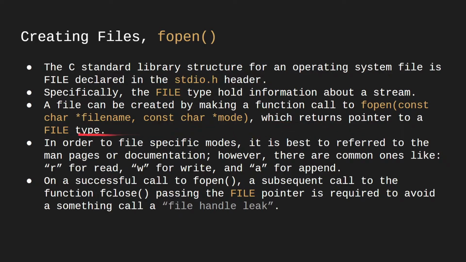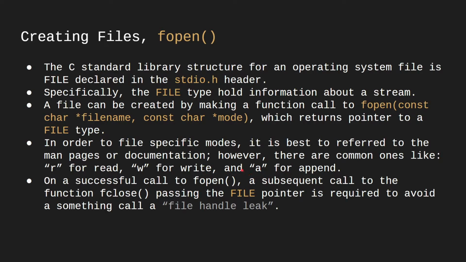It should return a pointer to a particular file type as well. In order to enter into specific modes, you can see that the second parameter is this mode pointer here. There are different types that we can enter into. We have R for read, W for write, and A for append. Depending on how these are implemented, they relatively work the same. Pull up a man page and read more about them to get a better overview of what they may do.